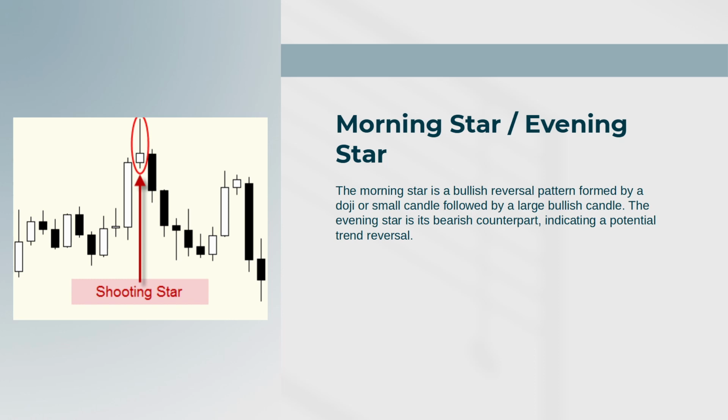Morning star and evening star. The morning star is a bullish reversal pattern formed by a doji or small candle, followed by a large bullish candle. The evening star is its bearish counterpart, indicating a potential trend reversal.